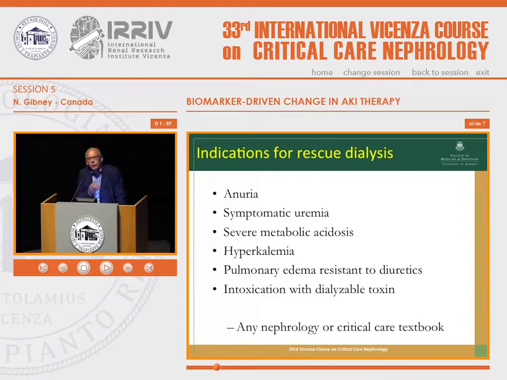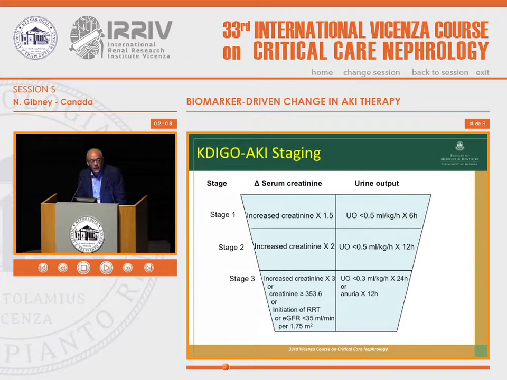If you go to any critical care or nephrology textbook, what are the indications for dialysis, rescue dialysis? They're very, very straightforward. Anuria. Patient stops making urine to a large extent. That's our biomarker. Symptomatic uremia. The patient is becoming comatose, coagulopathic with a very high urea. Severe metabolic acidosis, as Michael pointed out. Hyperkalemia that's refractory to conventional therapy. Pulmonary edema resistant to diuretics, or an intoxication. The challenge is that we really don't want to get to that point.